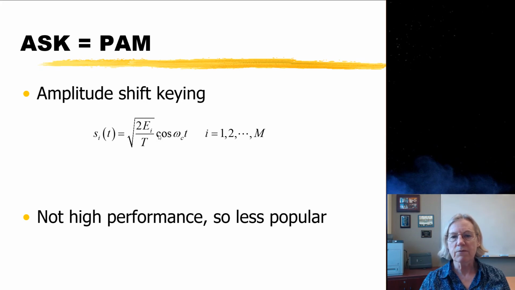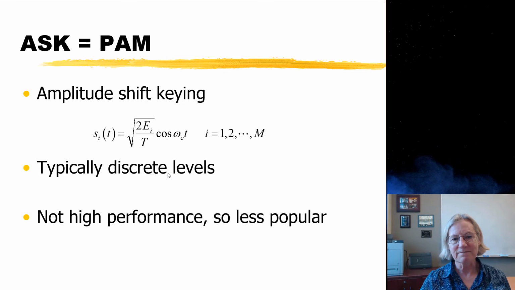So once again, here we have the cosine representing the carrier frequency. And now you see that the Eis, the energy, varies with each one of the symbols. Indeed, it's the amplitude of the signal which carries the information. This approach is lower performance than some of the other modulation formats, so it's not used as frequently, although in optical communications, there's been a resurgence of interest in PAM just because the receivers can be very, very simple. Although the performance is low, when we look at the trade-off, the cost can be quite low, so it could be interesting for that reason.